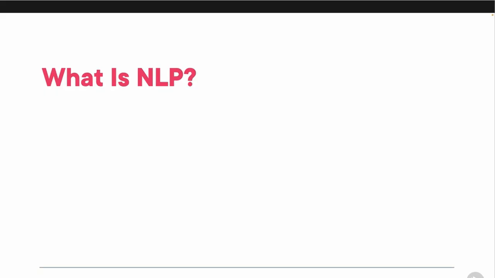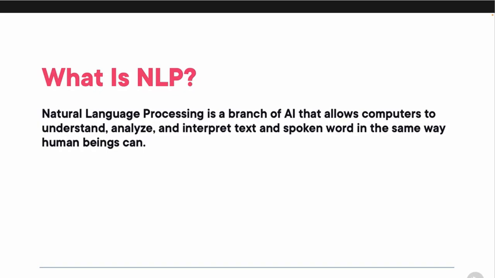So what exactly is natural language processing? NLP, or natural language processing, is a branch of AI that allows computers to understand, analyze, and interpret text and spoken word in the same way human beings can. NLP enables computers to understand natural language as humans do. Whether the language is written or spoken, natural language processing uses artificial intelligence to take real-world input, process it, and make sense of it in a way a computer can understand.